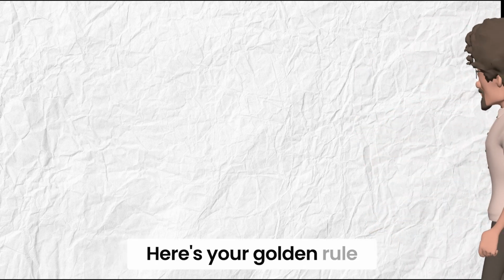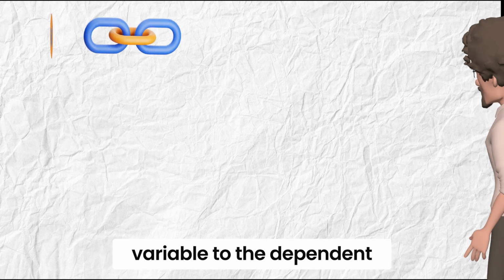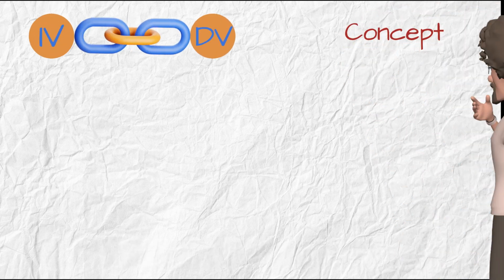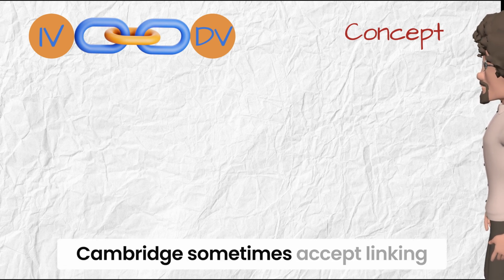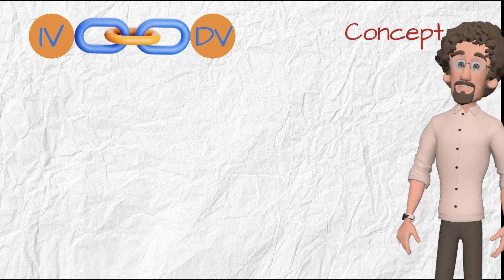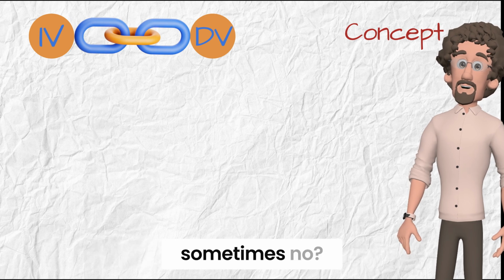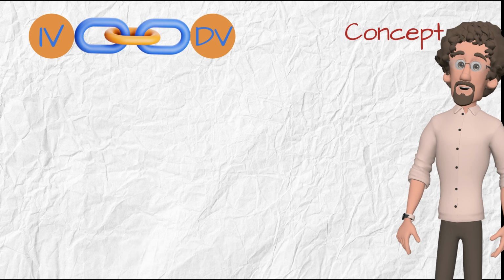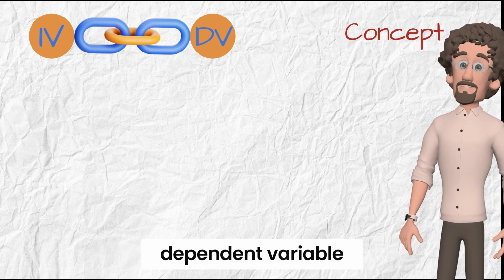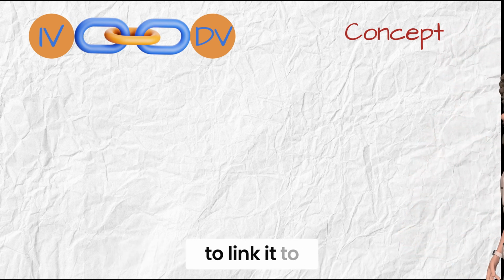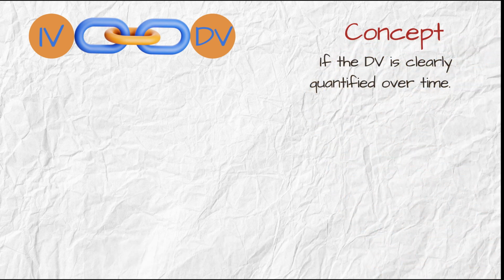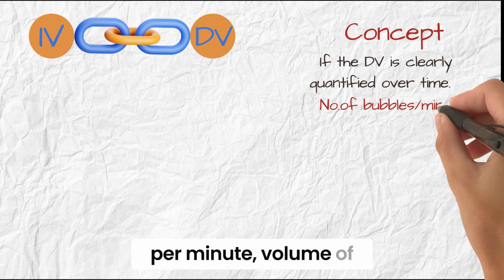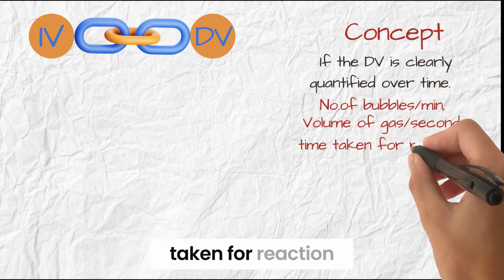Here's your golden rule. Always link the independent variable to the dependent variable, not the concept. That's the easiest way to score the mark. But wait, why does Cambridge sometimes accept linking independent variable to the concept being investigated, and sometimes no? Here's the trick. Cambridge says, you must link independent variable to dependent variable. But they allow you to link it to the concept if the dependent variable is clearly quantified over time, as number of bubbles per minute, volume of gas per second, time taken for reaction.